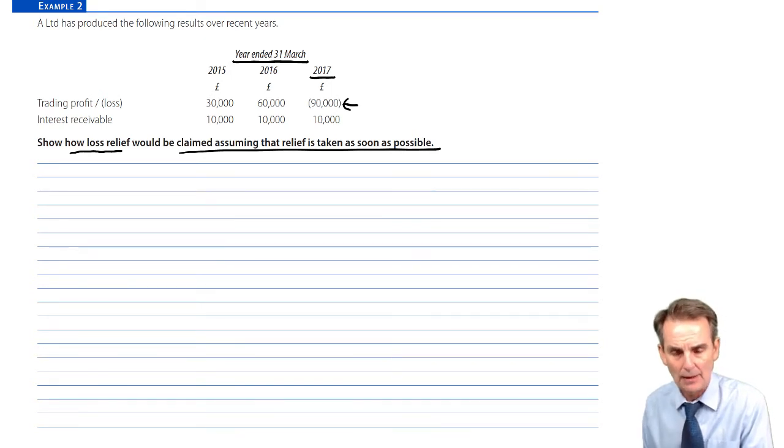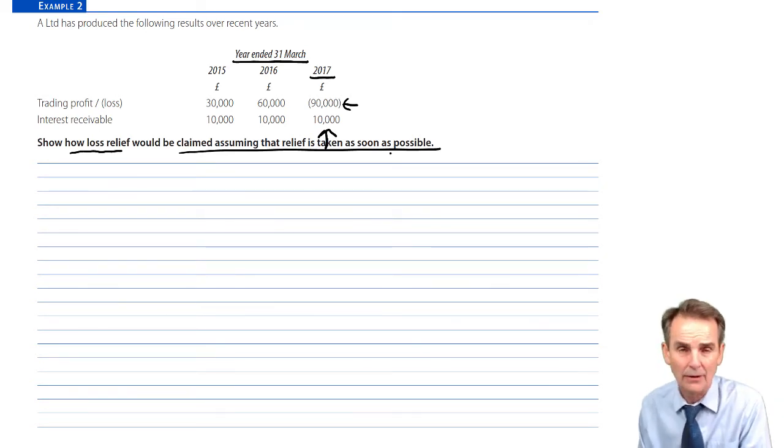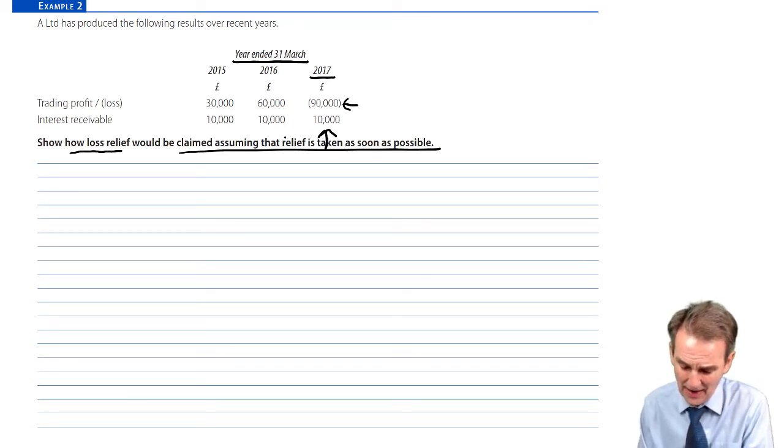Now we know what the order of loss relief usage would be. In order to get relief as soon as possible, you go with a current period claim, because you have to if you want to carry back. Then you go with a carryback claim. How far back would you go? 12 months. So you can only go back to the year ended March 16.